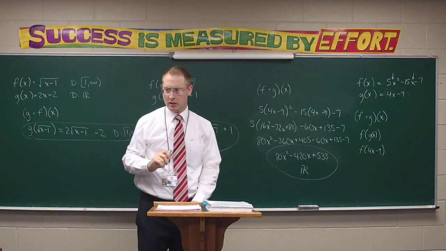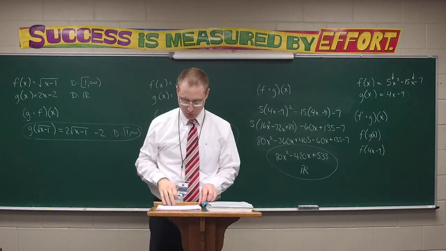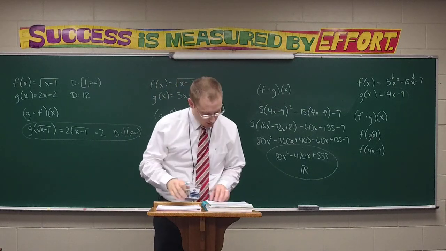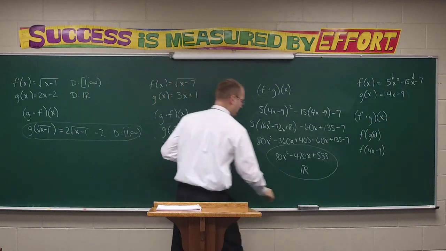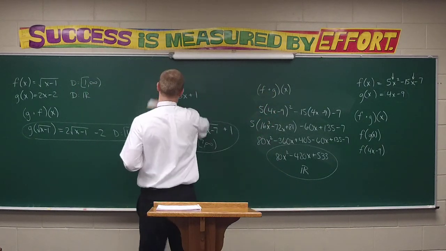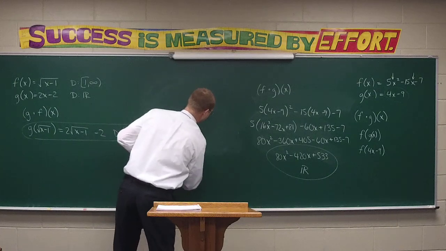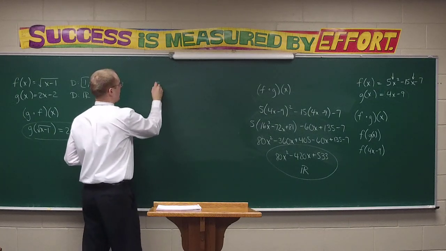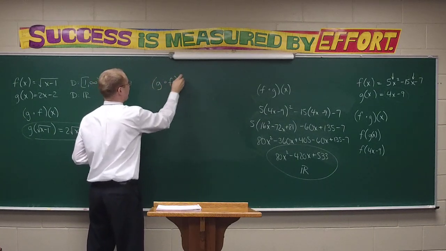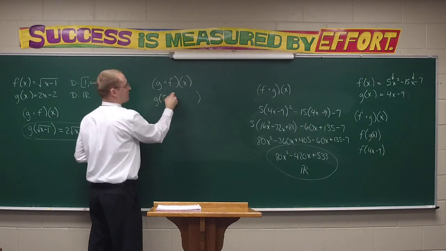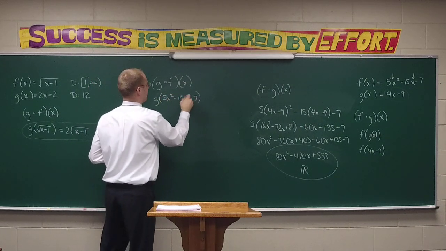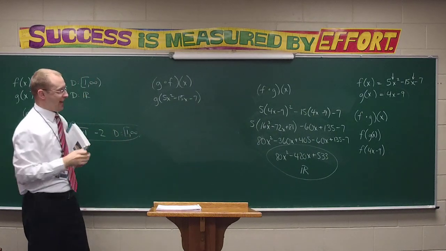A lot of math. And that was a pretty busy function there. Questions? All right, and the last one you had, number 34, takes the same two functions and wants you to find g of f of x. This is at least going to be easier, I think, because we're finding g of the 5x squared negative 15x negative 7. But it's a lot easier to plug that into the g function.